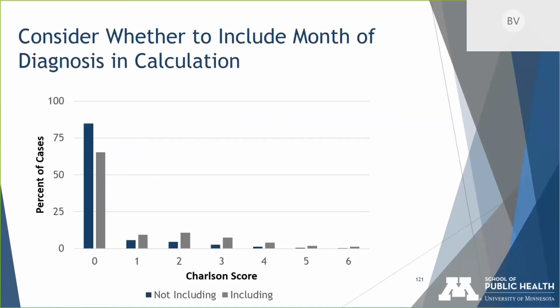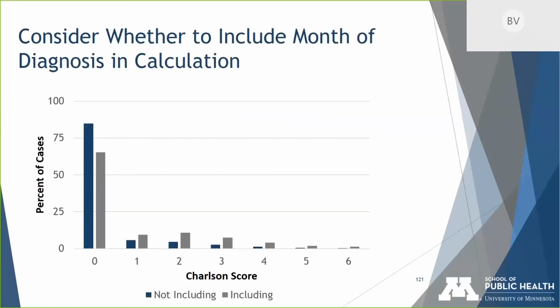So when we talk about whether or not you want to include the month of diagnosis, and I believe in the macro, it's pretty easy. It gives you the option of including month of diagnosis. You get to define what your period is. Do you want to include the month of diagnosis?